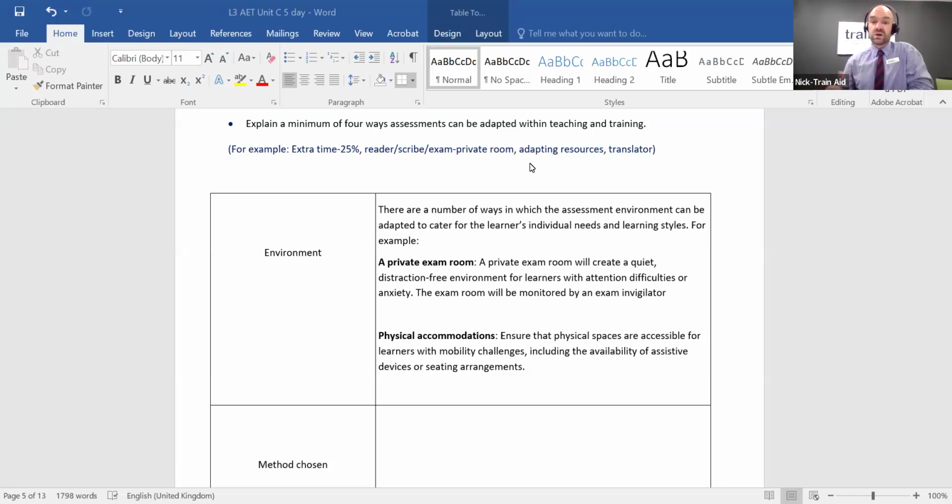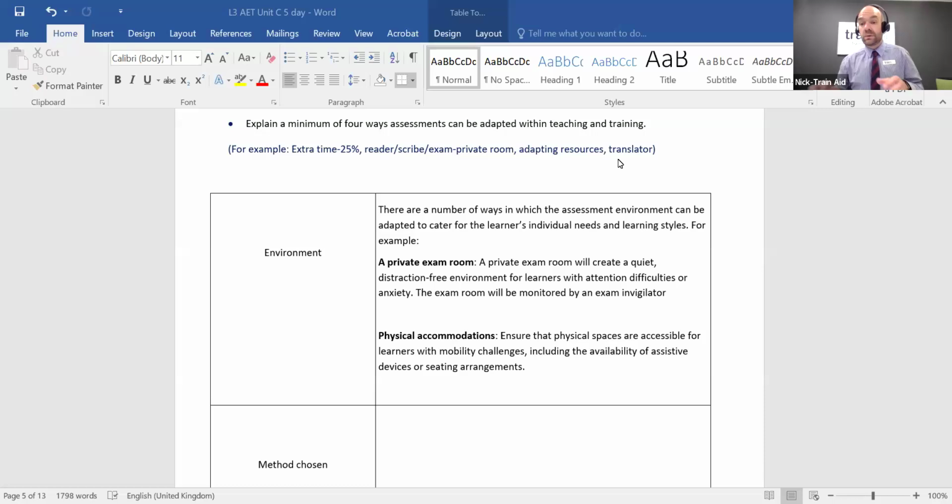Adaptation of resources, so not a problem. So perhaps we can make adjustments to the assessment. So if it's, for example, an exam handwritten paper, could we change that to a laptop so learners can type their answer rather than write an essay? So that's looking at adapting resources there.